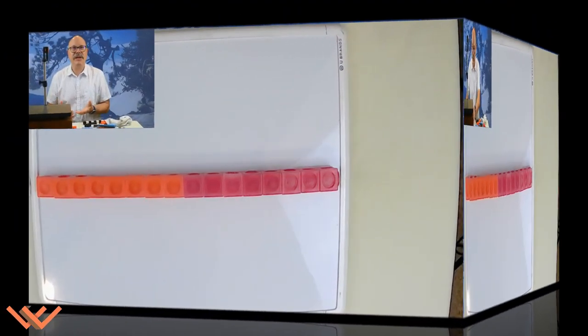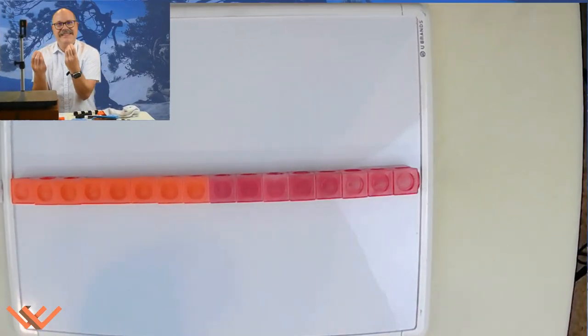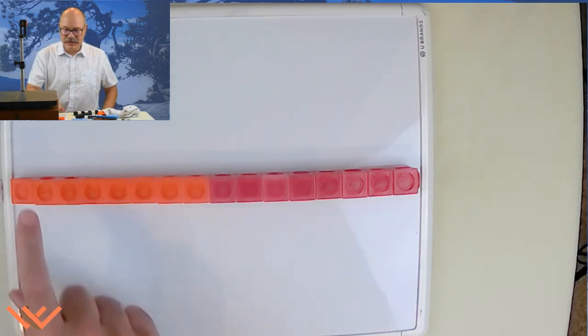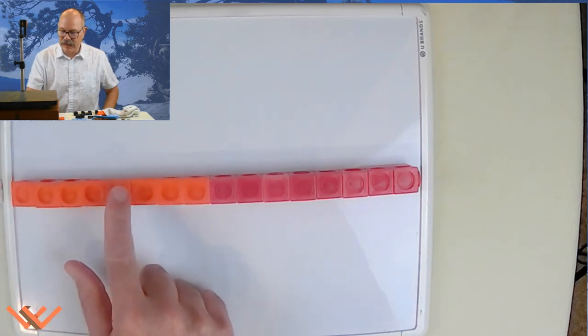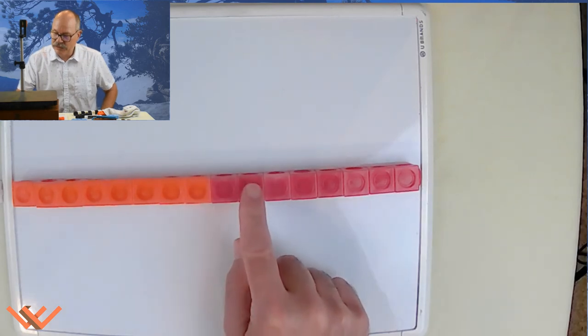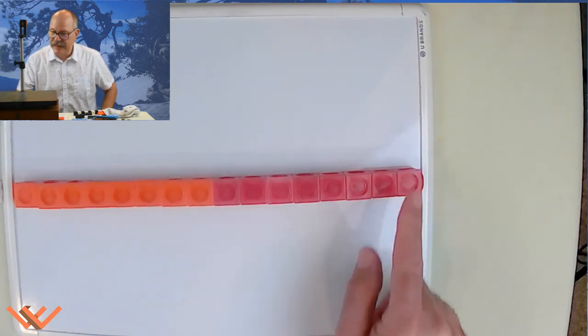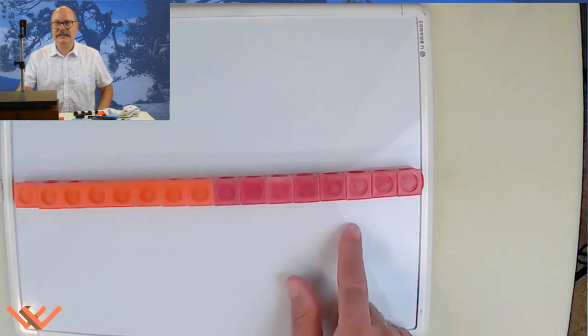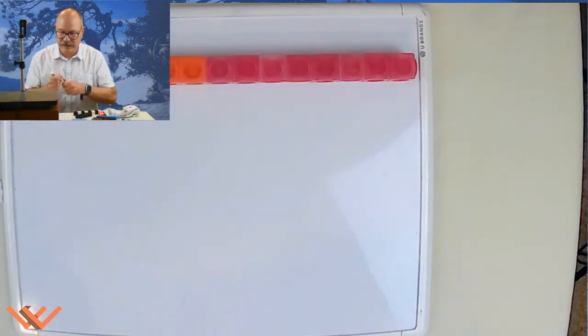I love playing with blocks, because I like how they feel. I like how these snap together and such, so I can make all kinds of different combinations of numbers. So here I have 1, 2, 3, 4, 5, 6, 7, 8 orange blocks, 1, 2, 3, 4, 5, 6, 7, 8 red blocks, and 8 and 8 make, well, let's take a look.